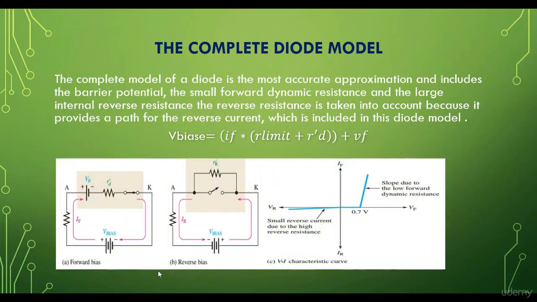In this figure, you can see a dynamic resistance added in series with VB, and VB is equal to 0.7 volt. Actually VB is VF, and in the case of reverse bias, this is a large internal reverse resistance. So you can see a slope due to the low forward dynamic resistance, and in the case of reverse bias, a small reverse current due to the high reverse resistance. Because the value of the reverse resistance is very high, some small reverse current flows through the circuit in reverse biasing.